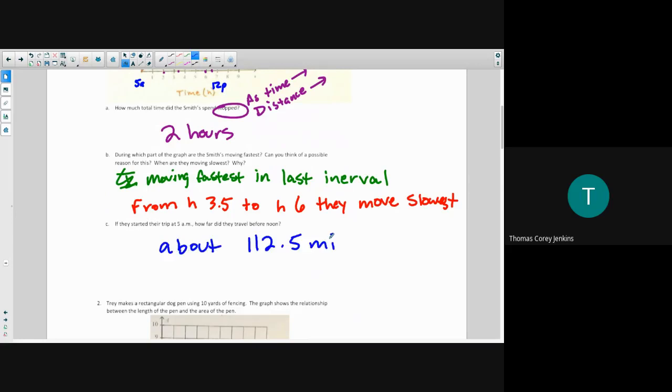So all this is just really about reading a graph. Okay, I just looked at my filled out notes, and the first time I did this, I said it was about 120 miles. So you can have some room for error there. All right, let's go to another one.